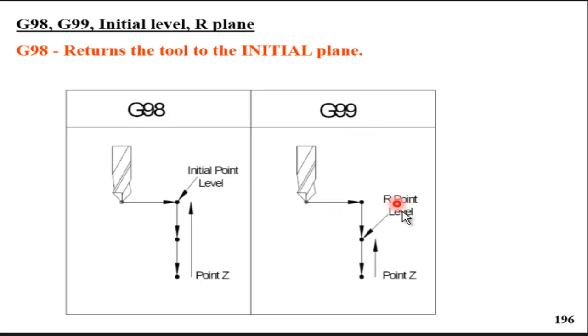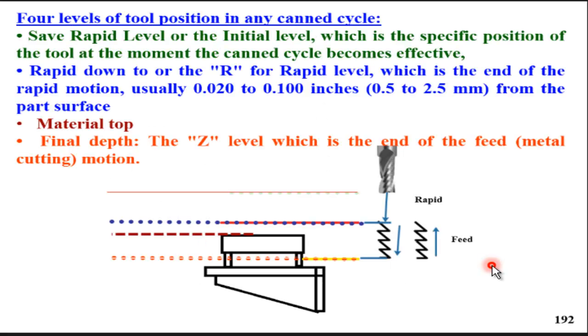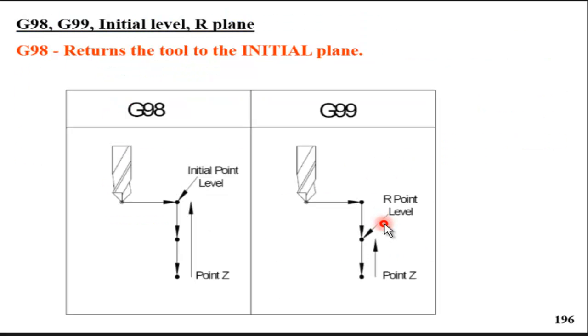So back to this definition, if the tool retracts to the initial level, it will be G98. If the tool retracts to the R level, it will be G99. You are the one who decides which you like. It depends, of course, on the coming action after completing one canned cycle, and maybe you need another canned cycle, so you decide what is the level of tool retraction.